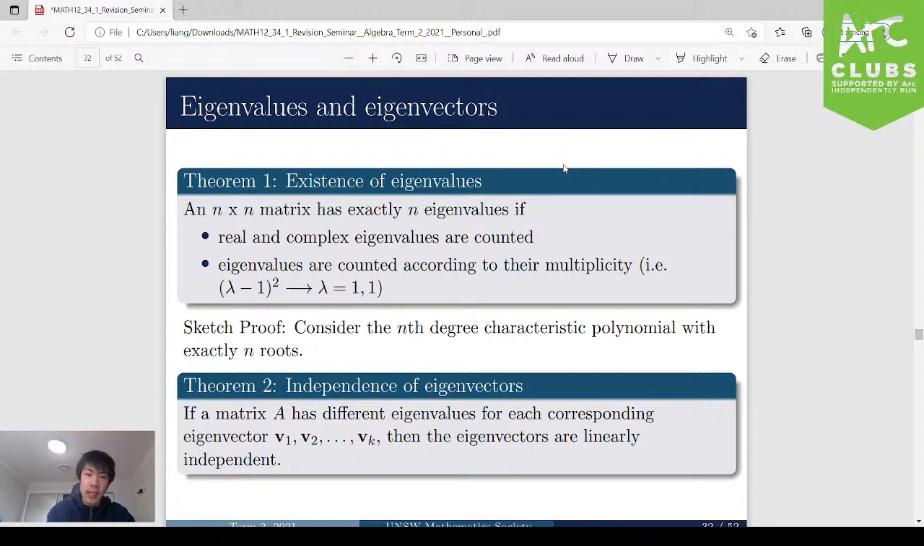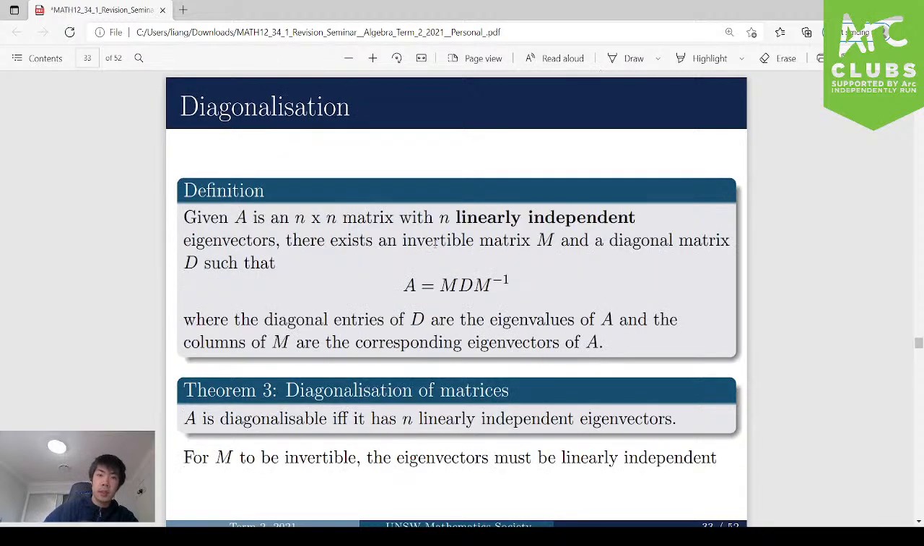The second theorem here is that we have the independence of eigenvectors if there are different eigenvalues. So if a matrix A has all different eigenvalues, then each eigenvector corresponding to each different eigenvalue will definitely be linearly independent, okay? This second theorem is quite useful. This one's a bit more abstract, but the second theorem is quite useful sometimes, okay? And another thing we'll have a look at right now is diagonalization.